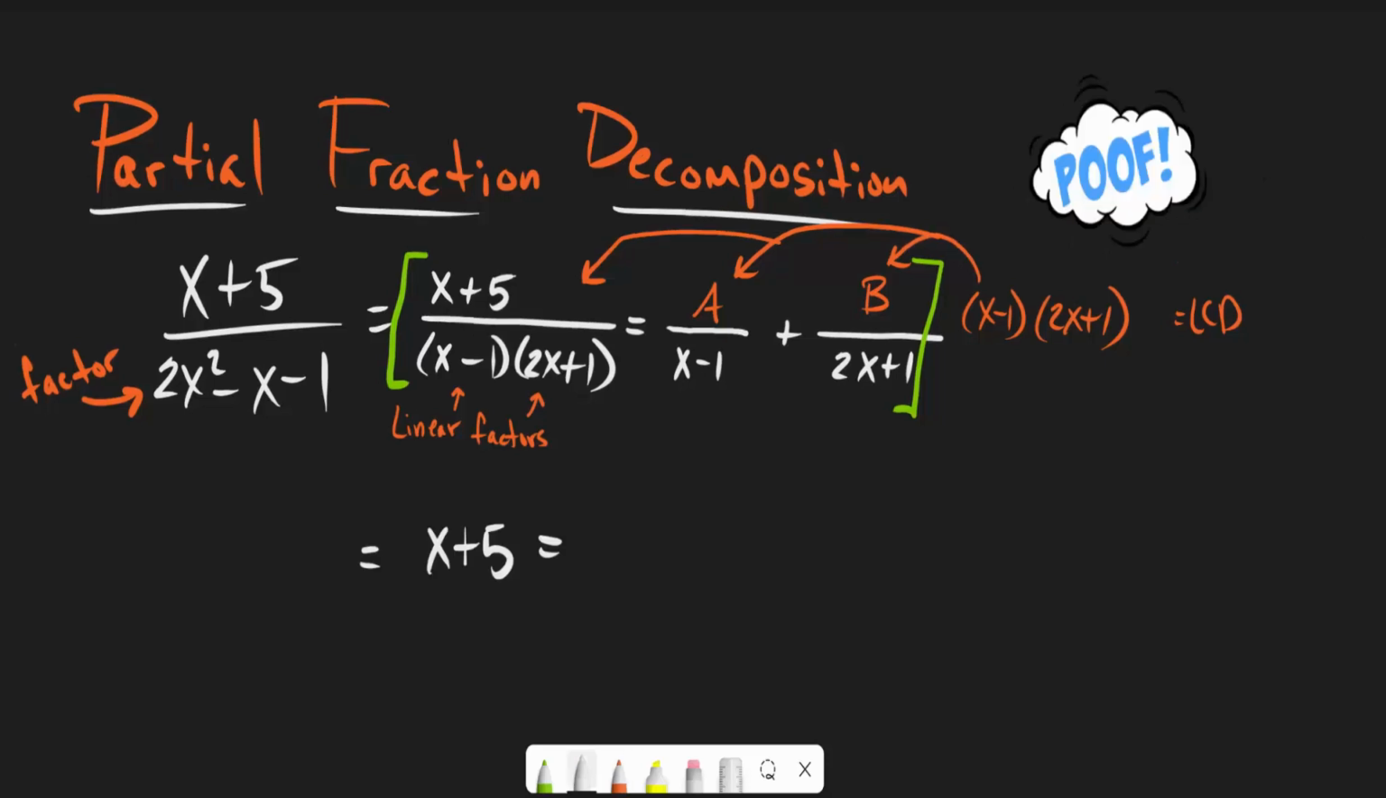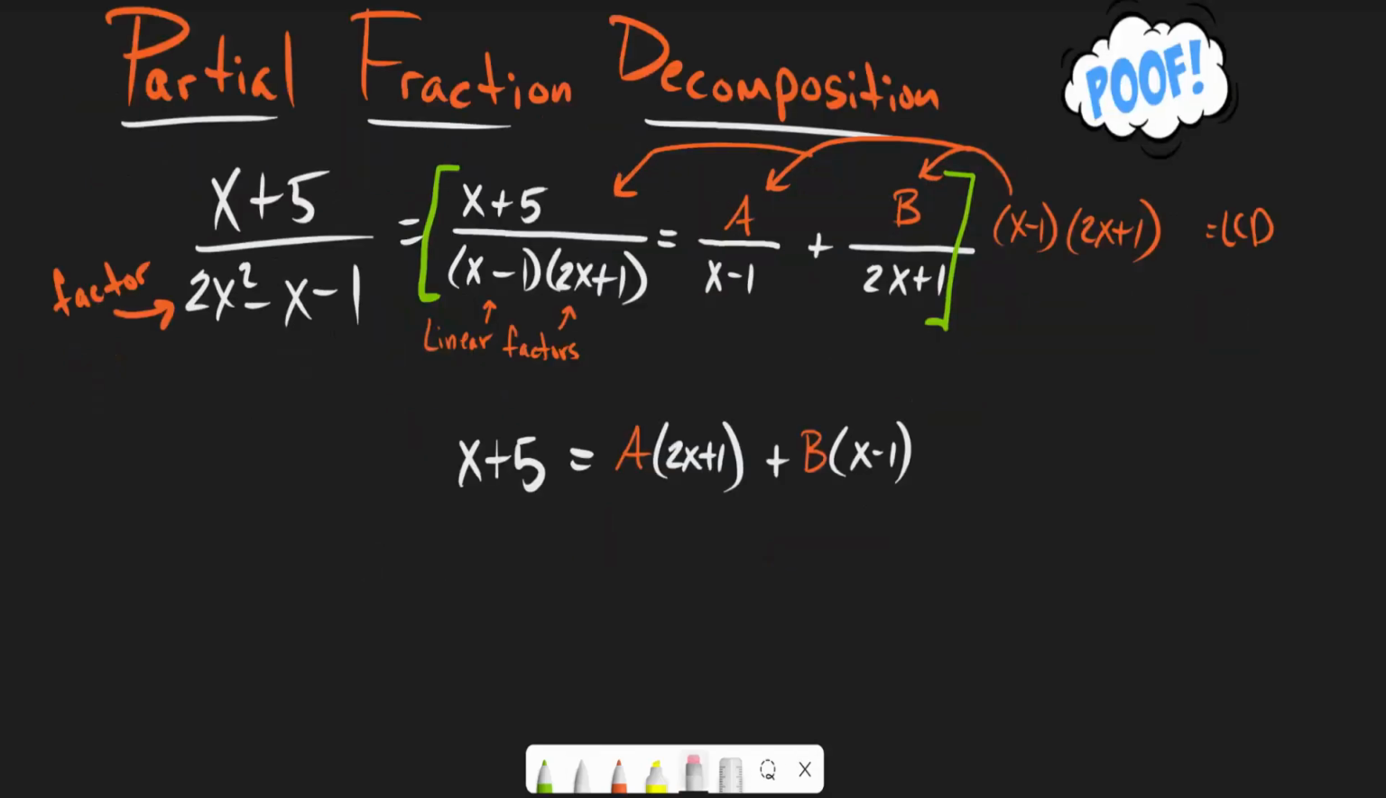So when we multiply the LCD by the left-hand side of the equation, both the x minus 1 and the x plus 2 cancel. We're only left with the numerator, which is the x plus 5. Now, the first fraction on the right-hand side, only the x minus 1 cancels. So we're left with an A times the 2x plus 1. And similarly, with the B, the 2x plus 1 cancels. So we're left with B times the x minus 1. See, so the beauty is now we have an equation and we do not have any denominators.